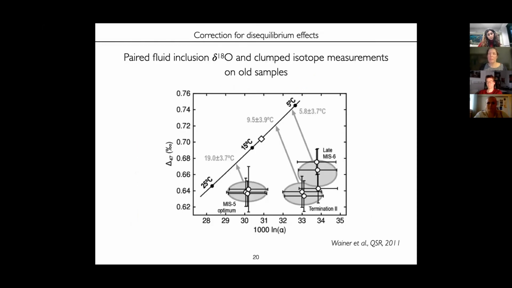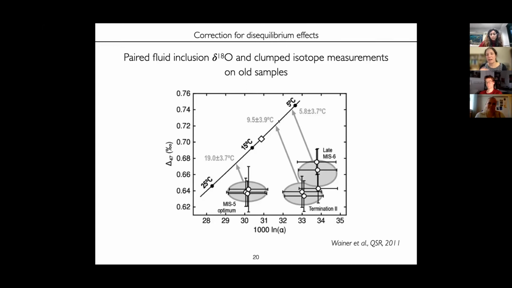So what they did, for example, in a later study by Karin Weiner, they measured oxygen isotopes not just in the calcite, but also in fluid inclusions. So they had the oxygen calcite-water disequilibrium and clumped isotopes in the same sample. And then they used the slope that was determined based on modern-day samples that I just showed you to backtrack where those samples would sit in this clumped isotope versus oxygen isotope space, where they would sit if they had precipitated in equilibrium. And that seemed to work pretty well.